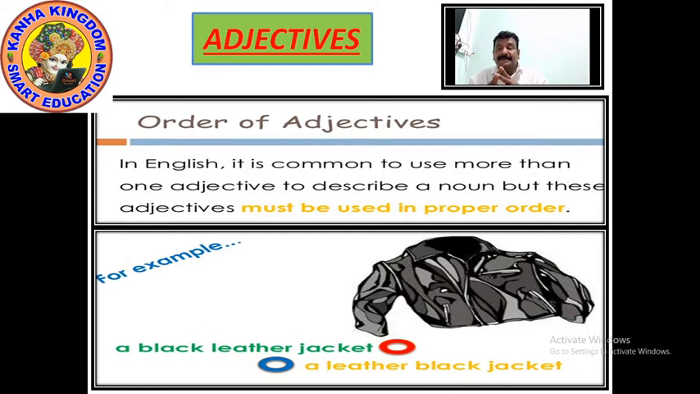Right? So now please write it down. This order of adjectives is to be written in a proper order. It must be used in a proper order. In English it is common to use more than one adjective. You can use two adjectives. In most sentences where we address something, two adjectives come before the noun describing it. Right? So what we have to do? We must use it in a proper order.